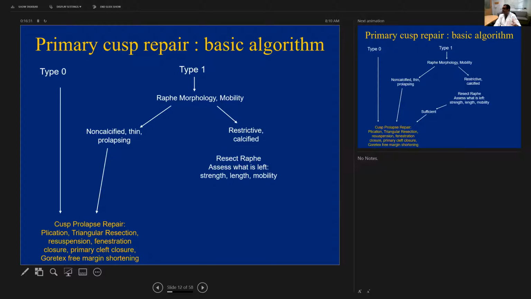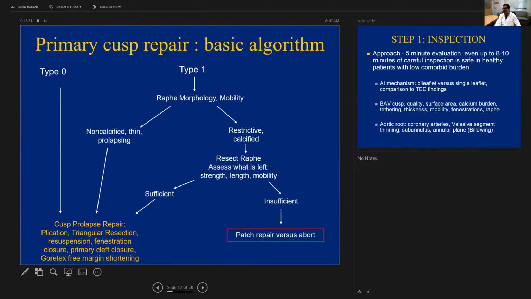Typically, you can resect the raphe, you can resect the calcified segment and see what's left of that leaflet. What's the strength of it? What's the length? What's the mobility? Are there any fenestrations? If all that seems sufficient, then we can still approach for a primary valve repair. But if it's insufficient, then you move towards either avoiding the bicuspid repair or do patch repair.